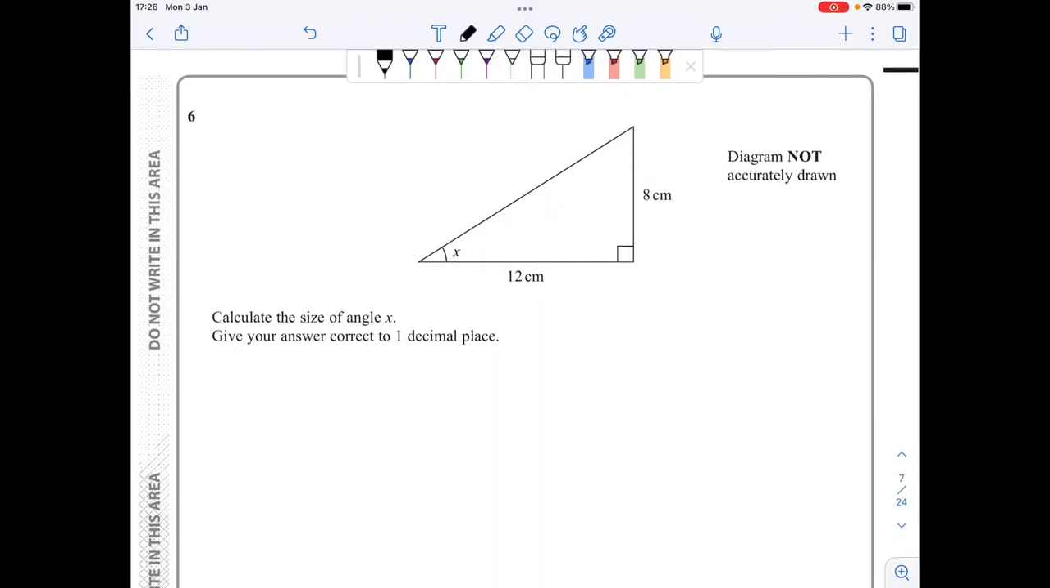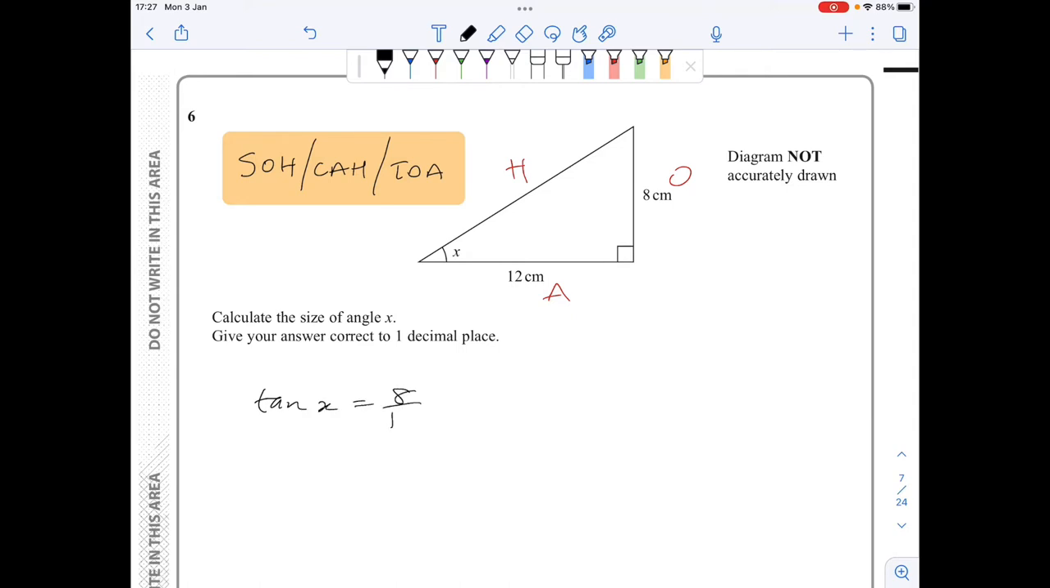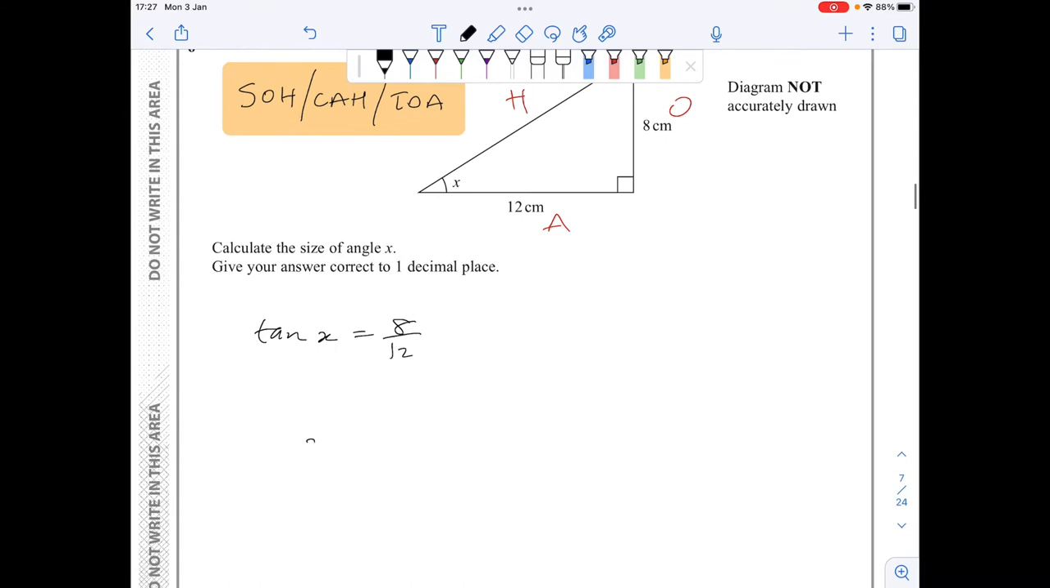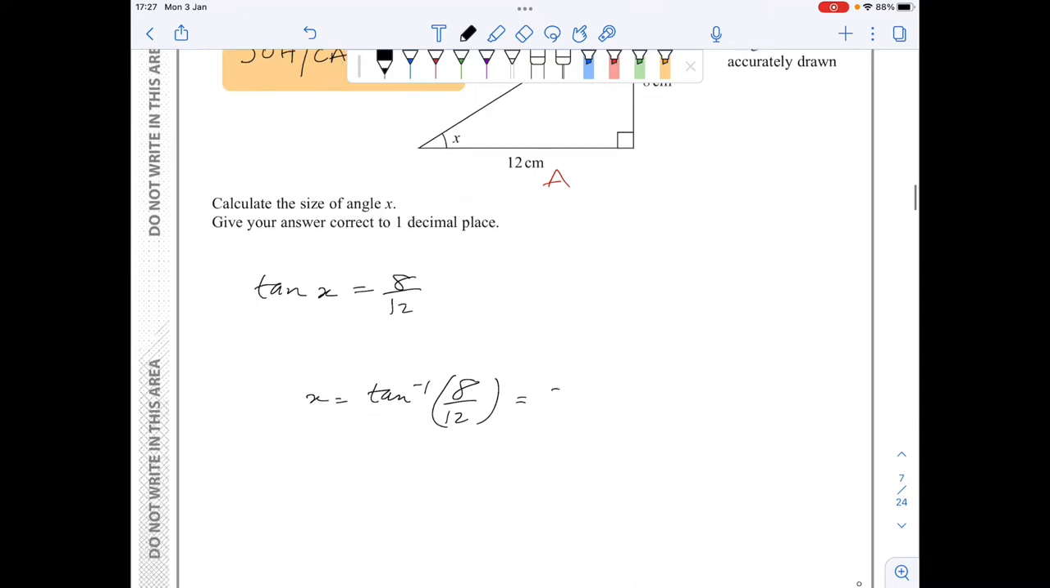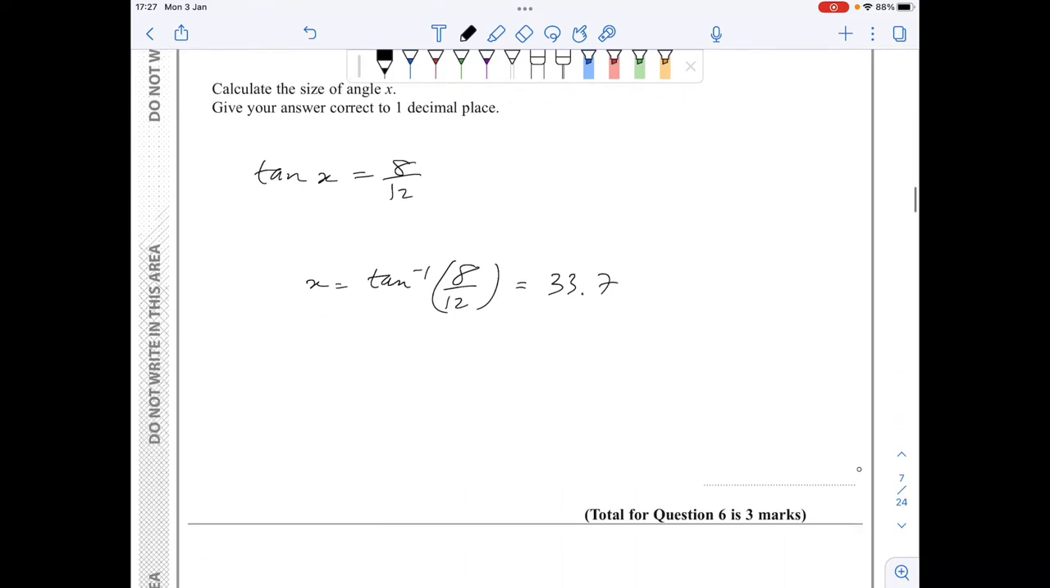For question 6, I'll use one of the three trigonometric ratios, sine, cos, and tan. In this case, I have the opposite side and I have the adjacent one. I don't know the hypotenuse, so I'll use the tan ratio. So I've got tan of angle X is equal to 8 over 12. So X is equal to the inverse tan of 8 over 12, which comes out to be 33.7 degrees.